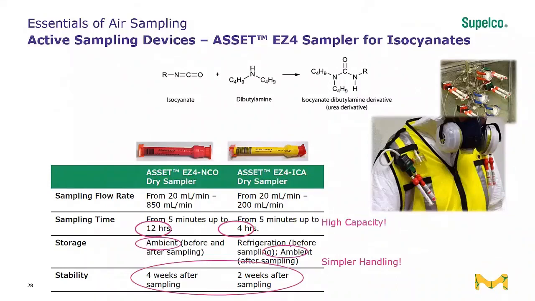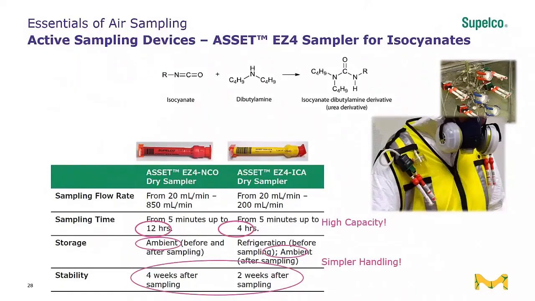The EZ4 NCO sampler you would select for sampling the wide range of isocyanate, diisocyanate monomers and oligomers. And the ICA sampler you would select for the more volatile isocyanates like isocyanic acid, methyl isocyanate, phenyl isocyanate, and the NCO would do the others.